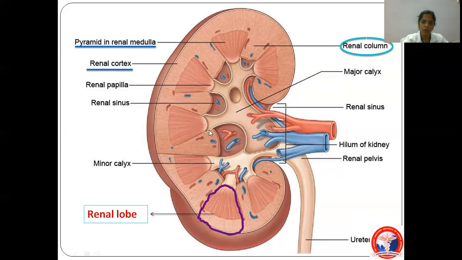Okay, now you can see the renal sinus. In the renal sinus, you can see conical projections of the renal pyramid. Those conical projections are named renal papillae. From the renal papilla, the minor calyces start. Minor calyces join and form the major calyces. These major calyces join and form the pelvis of the ureter.